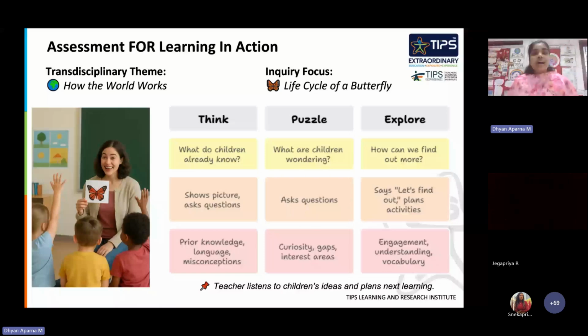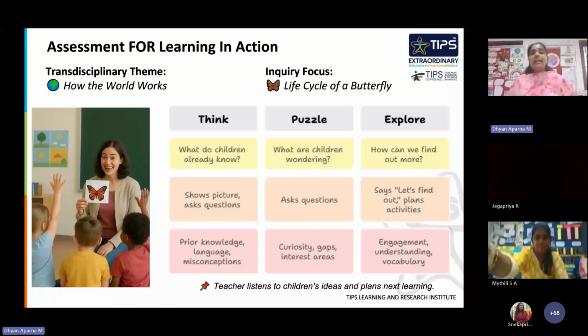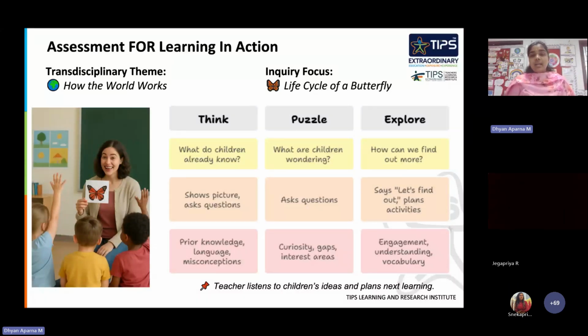Here, I have taken the topic how the world works, and in that, our inquiry focus is the life cycle of a butterfly. Let me tell how we actually did this in our classroom. We didn't start with a lesson plan or any explanation. We just showed a picture of a butterfly, and that's all we did. Then we asked a very simple question: what do you see in this picture? And when we asked this question, we got different responses: it's a butterfly. Few children said the colors, few children said the patterns, and few children said it flies.